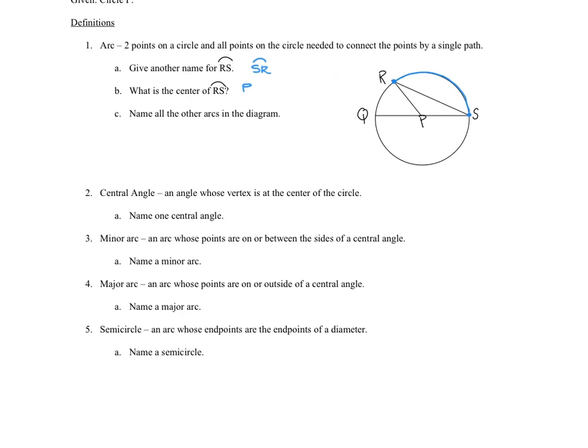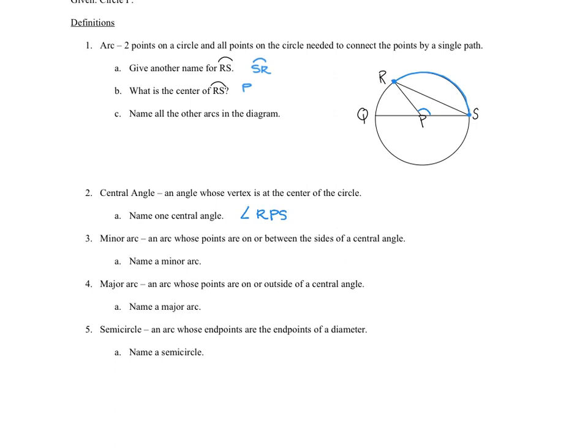We want to be able to talk about what a central angle is, and a central angle is an angle whose vertex is at the center of the circle. So if I wanted to name one central angle, I could say angle RPS, indicating this angle here. When we talk about arcs, we can talk about 3 kinds of arcs. One is a minor arc, one is a major arc, and one is a semicircle.